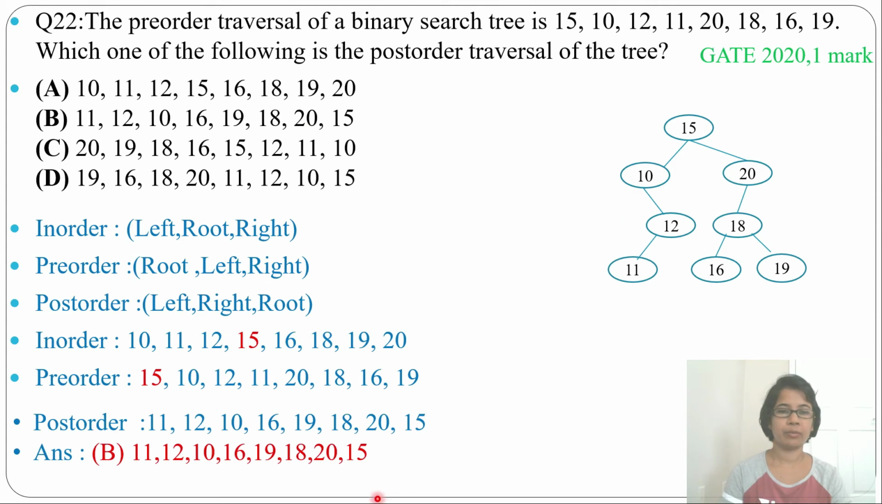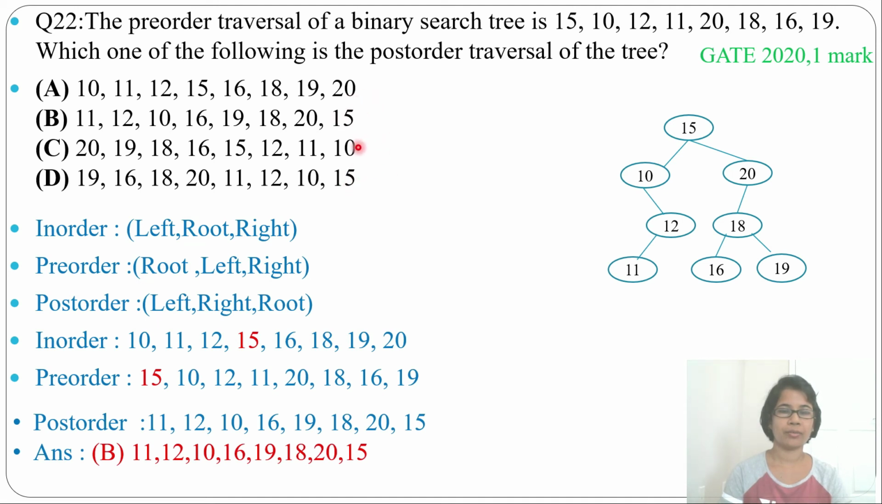So here we constructed the tree, and from that we found the post-order. You can also do it directly. Let's see how. In pre-order, 15 is first, so that will be the root. So you found that 15 is the root. In post-order, what is last will be the root. So just check where 15 is last. In option B and option D, 15 is last. So the answer will be from B and D.